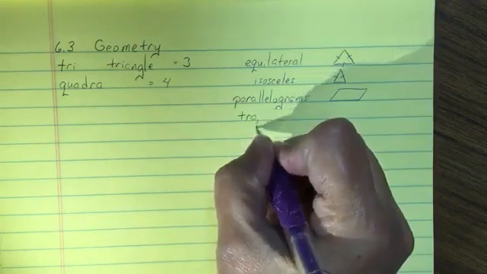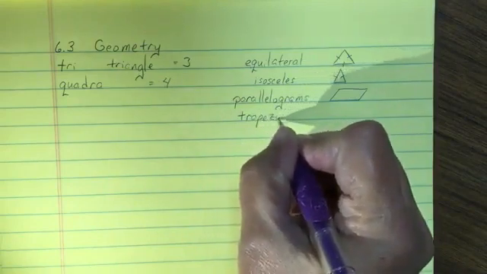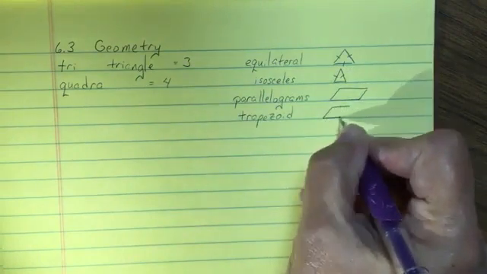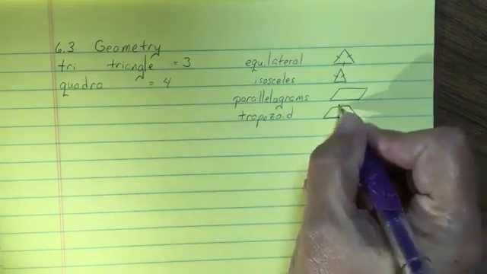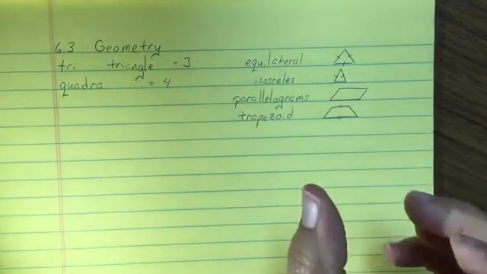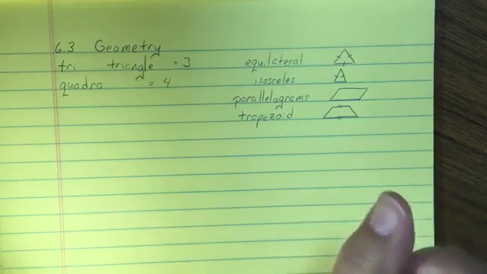Another one is a trapezoid. Only 2 sides are parallel. Top, bottom, or it could have been side to side. But basically the base is longer than the top.